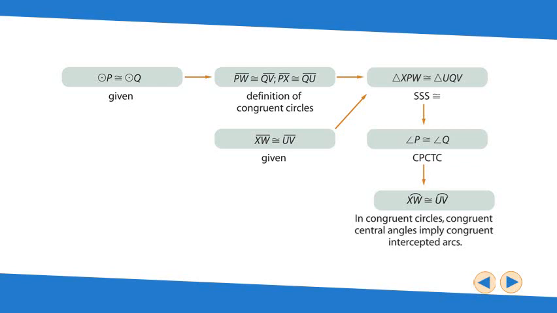So again, the circles are congruent, therefore the radii are congruent, right? That's the top one in the middle. We are told that the chords are congruent, therefore the two triangles are congruent through side, side, side, right? The two radii are two of the sides, and then the chords are the third side. Therefore, we can use CPCTC to say that these angles are congruent. And if those angles are congruent, the earlier theorem told us that in congruent circles, congruent central angles imply congruent intercepted arcs. So again, this is the proof.